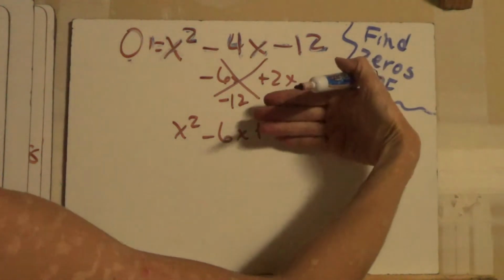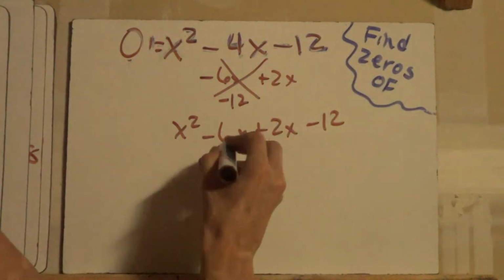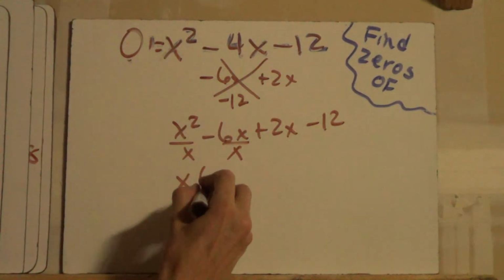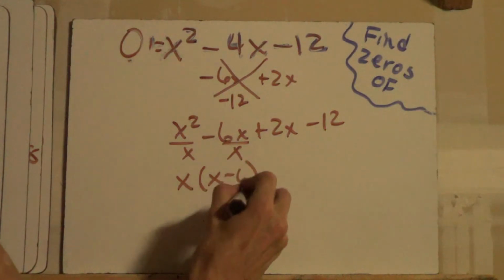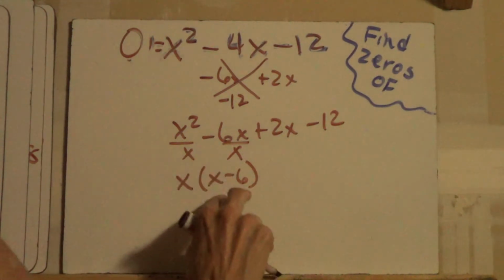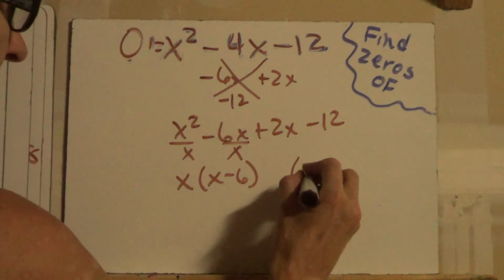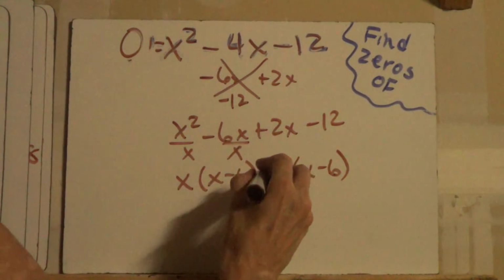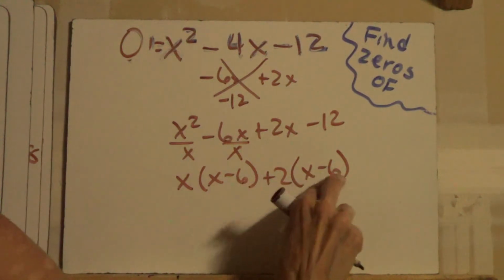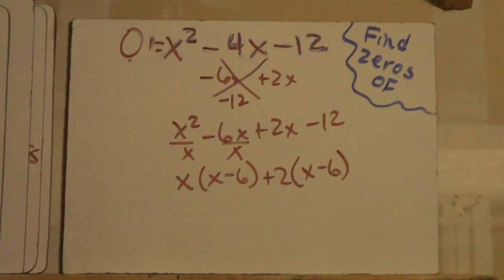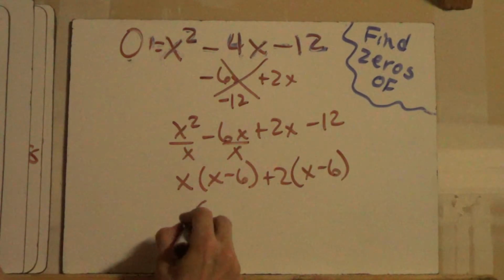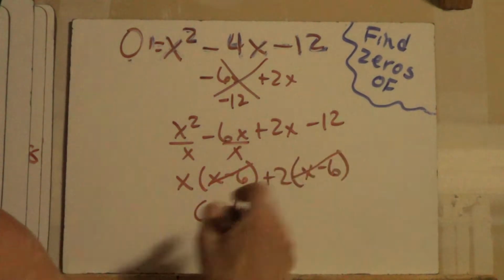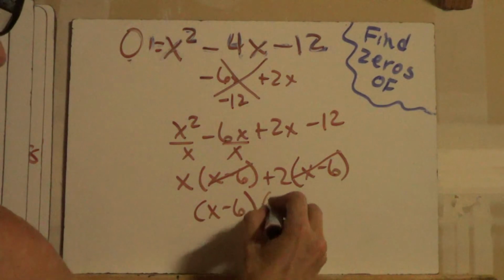Cover the back two terms. I factor out an x. X times x minus 6. I copy paste this one. X minus 6. And I ask myself, what times x will give me 2x? Plus 2. Plus 2 times negative 6 is negative 12. So now I factor out what's common. X minus 6. And that leaves me with x plus 2.